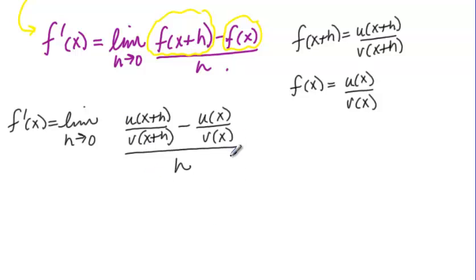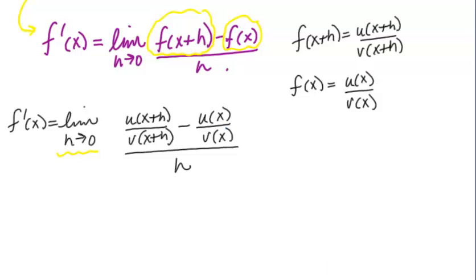That's pretty awful. In fact, you're thinking, how is that any better? Well, I don't know that it is, but let's actually try to apply this limit. So this is telling us to let all the h's go to 0. If we do that, this is going to be u of x, if the h turns into 0, over v of x. So we're going to have u of x over v of x minus u of x over v of x.